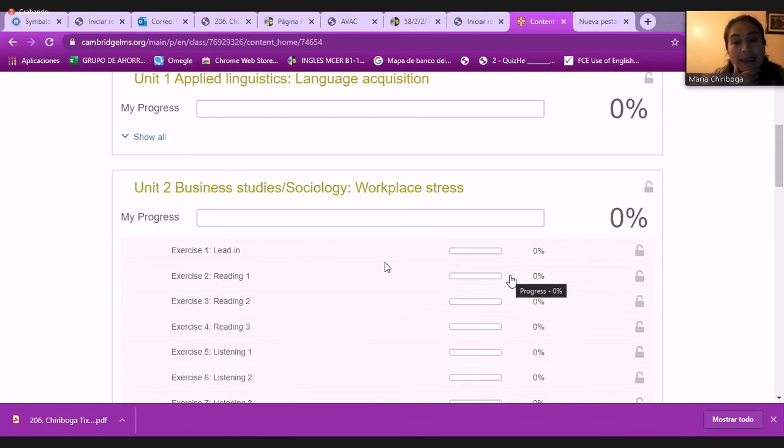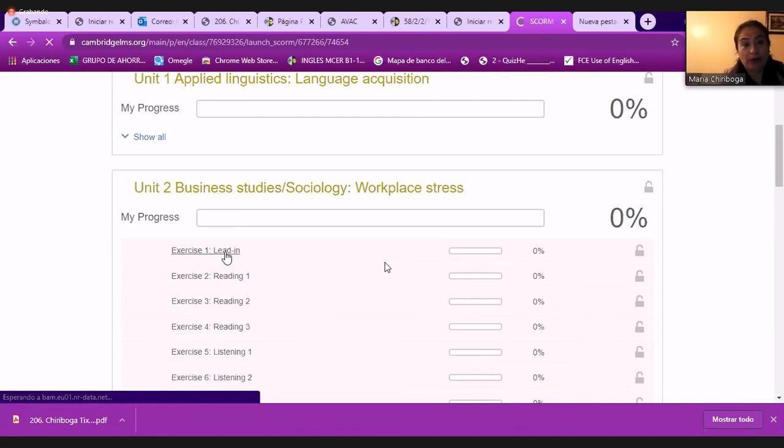And the next class, we will continue doing listening activities because we have a lot of time to do unit number 4 and 5. So next Tuesday, we will continue working on the Cambridge platform, okay?